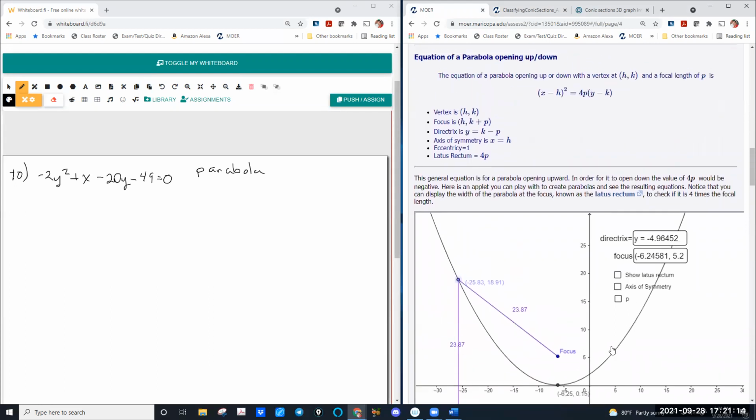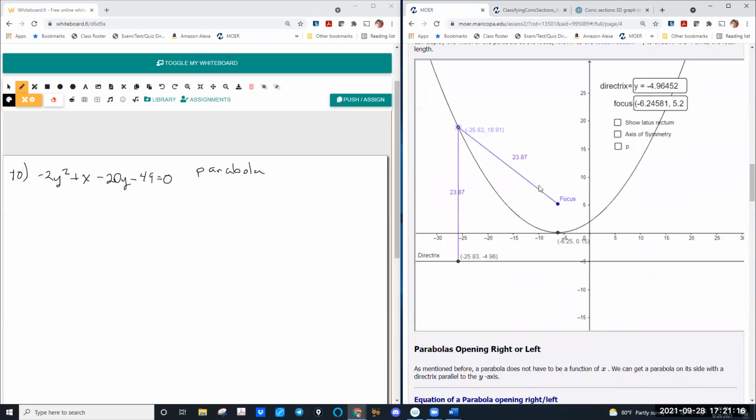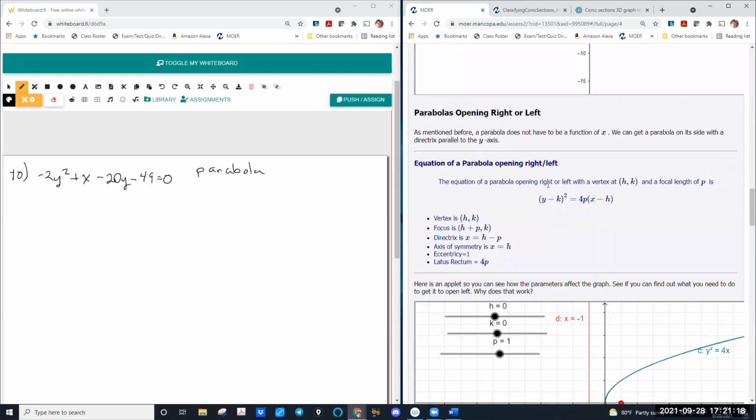Now we said we're going to have a parabola opening left and right, so here's the general form. Your goal is to rewrite the parabola in this general form, because once we have it in this general form, everything is right here for us.